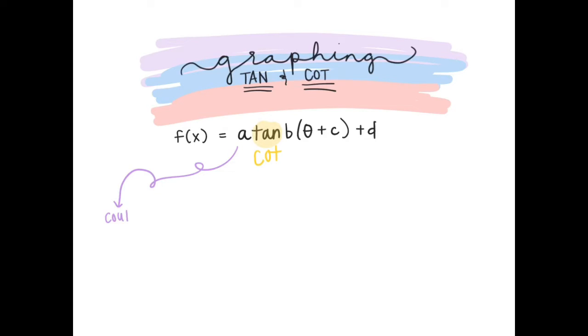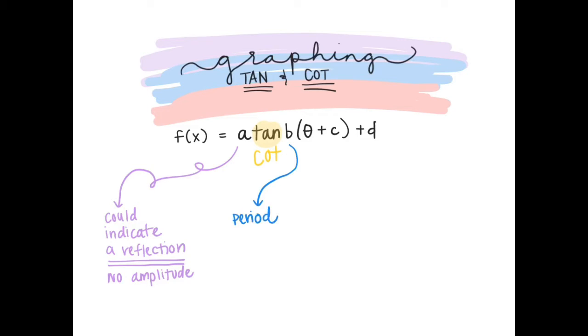So A would tell us our amplitude, but we're not going to have an amplitude here at all. However, it could potentially indicate a reflection, not only in tangent and cotangent, but also in cosecant and secant. You are rarely going to see that, but it's good to know. Period's going to be a big deal. It also changes a little bit.